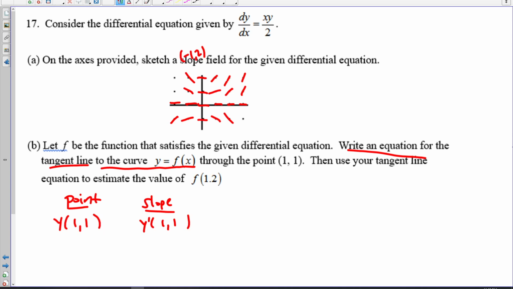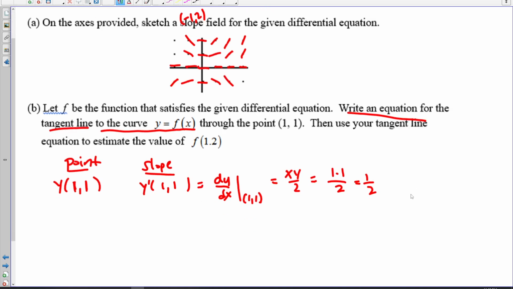So the question is, do I have an x and a y value? I do. Do I have a slope? Well, remember this is dy/dx. That's what y prime is at (1, 1). I already know dy/dx, right? So at (1, 1), that's 1 times 1 over 2. So that's actually a slope of 1/2. So what I get is the equation of a tangent line is y minus y1 is equal to the slope times x minus x1. And that is the answer to the equation of the tangent line.